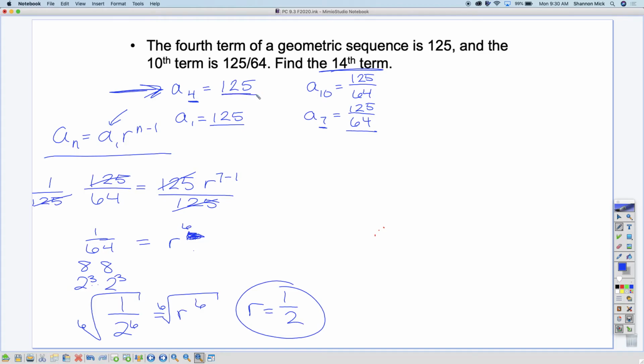125. So I have 125 equals, we're looking for a sub 1 now, aren't we? And what is r? Half. 1/2.